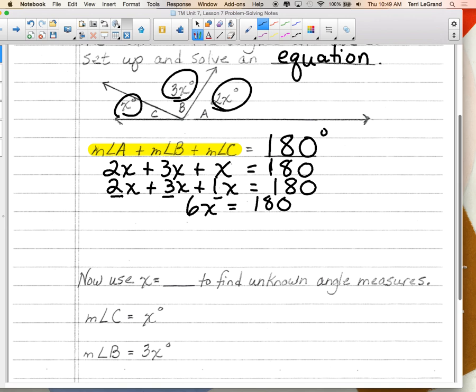Anybody want to draw algebra tiles for this? Oh, me either. It's the 180 that would kill me, right? We'd be here for a while. So what can we do instead? Danny? Yeah, we need to divide those 6x tiles into individuals.